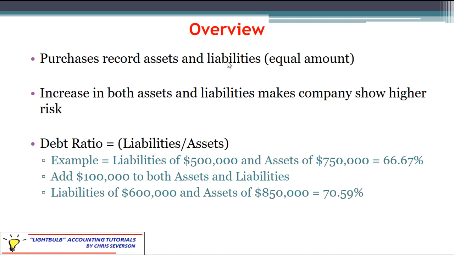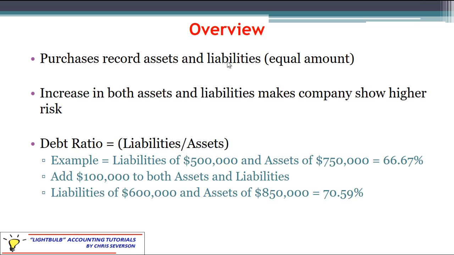So again, one option here is for the company to purchase and record an asset and liability in the equal amount. In other words, if you have a piece of equipment that costs you $100,000, you may borrow $100,000. So you'll have both an asset and a liability. Now, the problem with this from a company's perspective is that if you increase both the assets and liabilities in the same amount, your company is going to look as if it's a little bit higher risk than had it not purchased the asset at all.